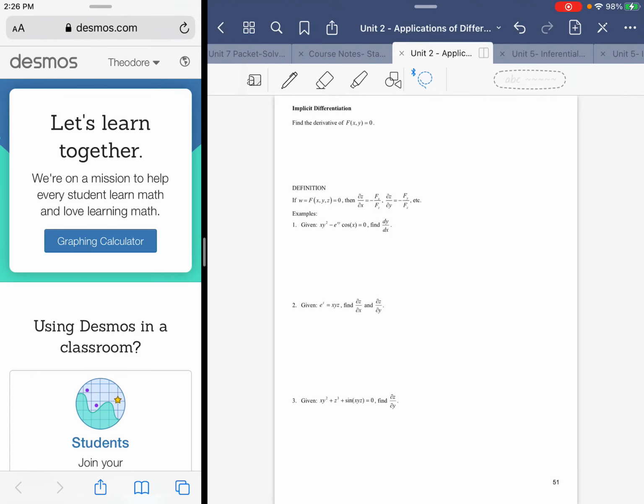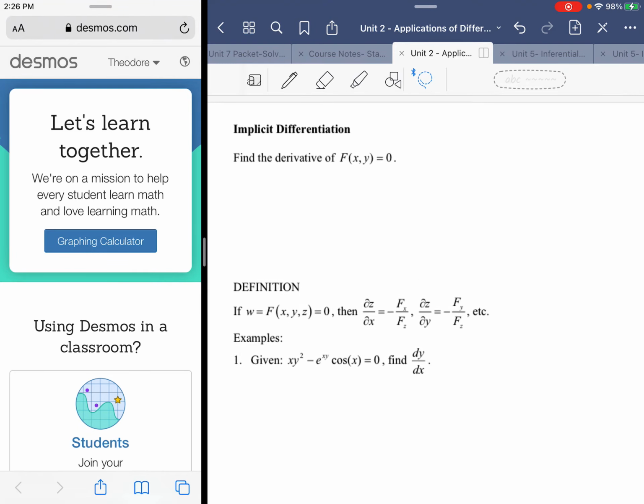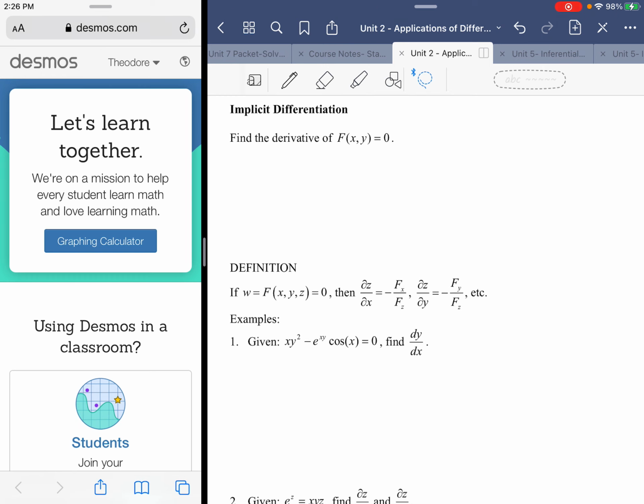All right, so we're looking at page 51, specifically implicit differentiation, and this very vague question of find the derivative of f of x comma y equals 0. Kind of a strange question because it's in general terms, but it doesn't really seem like it's giving us any kind of direction as to how we would go about doing that.